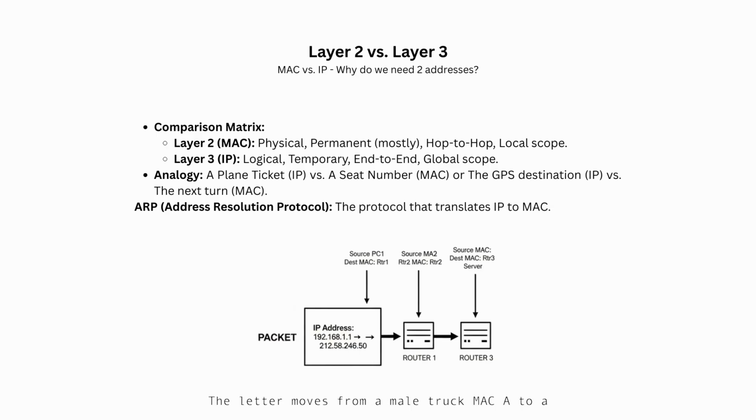The letter moves from a mail truck, MAC A, to a plane, MAC B, to a delivery van, MAC C. The vehicle changes at every hop, but the destination IP never changes. Also, how do we find a MAC address if we only have an IP address? We use a protocol called ARP.